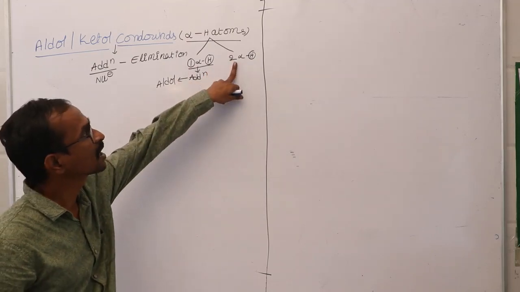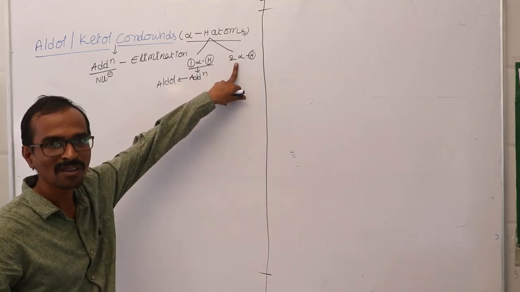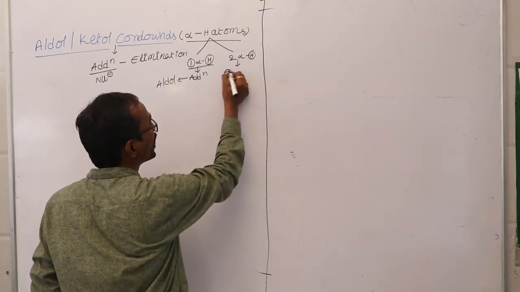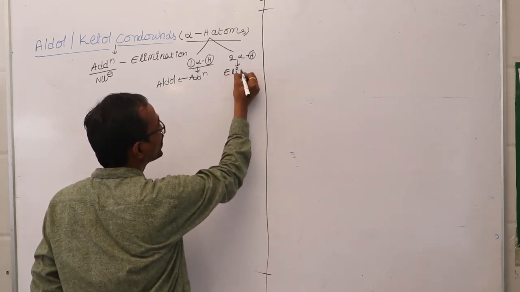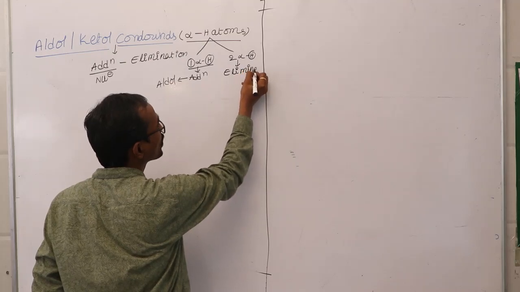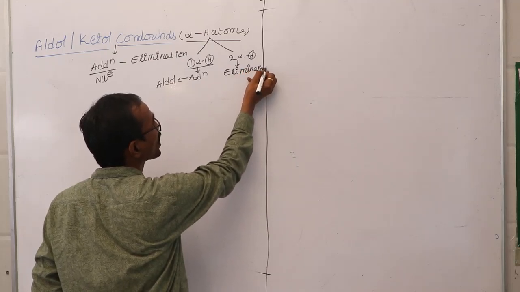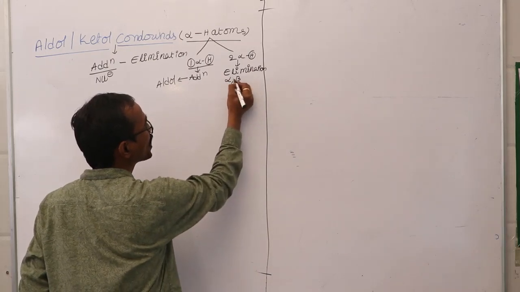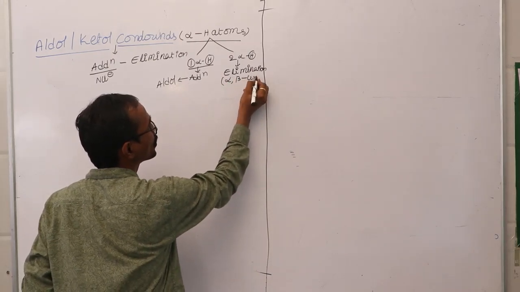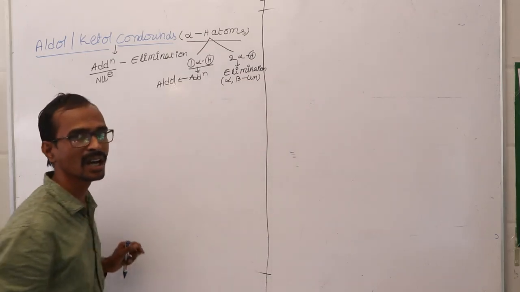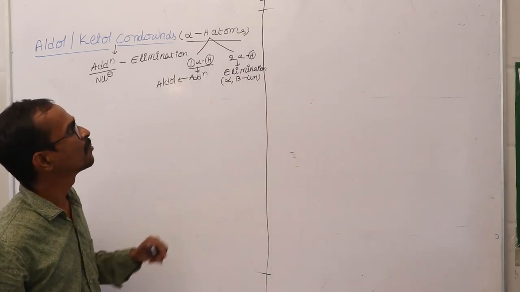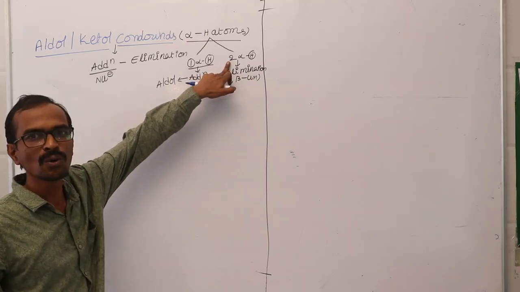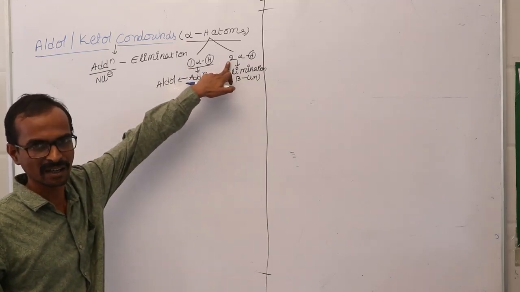If the compounds have two alpha hydrogen atoms, they will show elimination; addition followed by elimination will also be shown by the compounds having two alpha hydrogen atoms, and they will form an alpha beta unsaturated carbonyl compound. An alpha beta unsaturated carbonyl compound is formed if that has at least two alpha hydrogen atoms.